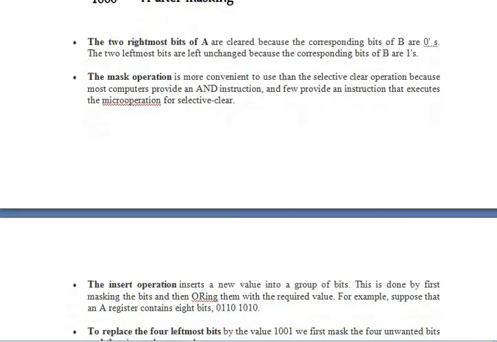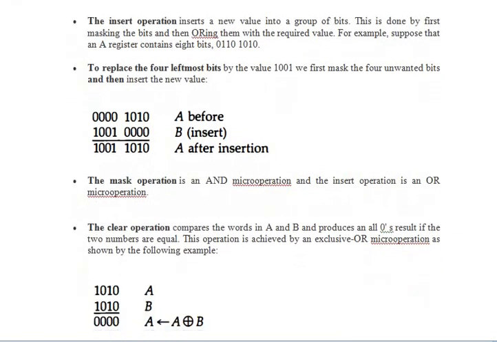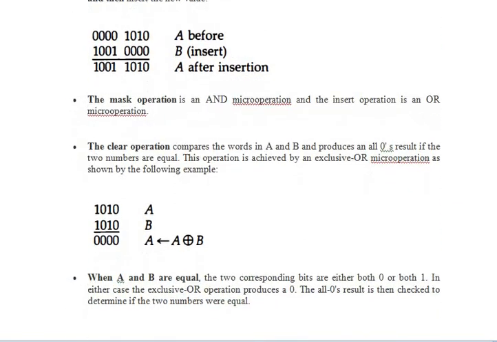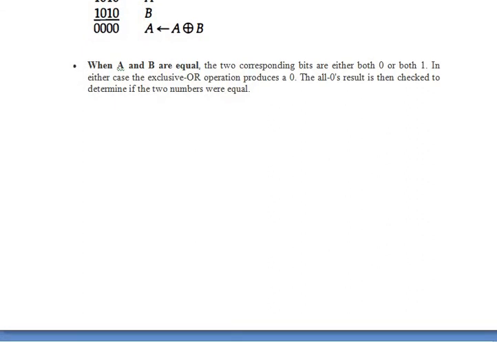So the next one is the mask, the AND micro operation. And this is the exclusive OR operation. So these are the things in the logical micro operations. Thank you. We will see in the next class.